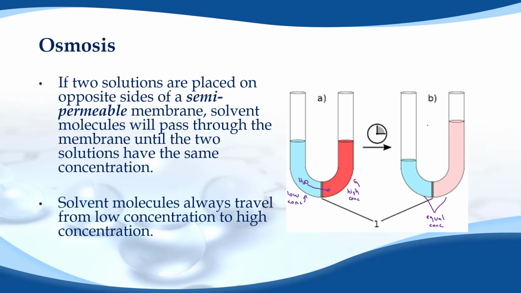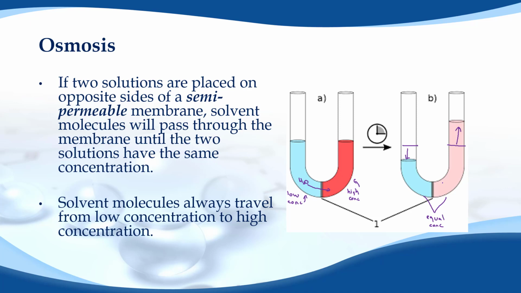So what we have here in the diagram is two solutions. The blue solution is the lower concentration. The red solution is the higher. If we let some time pass, the water will pass through the semi-permeable membrane. And notice the volume of the blue solution drops as it becomes more concentrated, and the volume of the red solution increases as it becomes more dilute, until eventually they wind up reaching the same concentration and equilibrium.